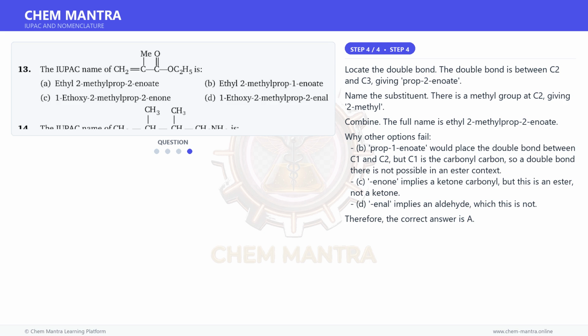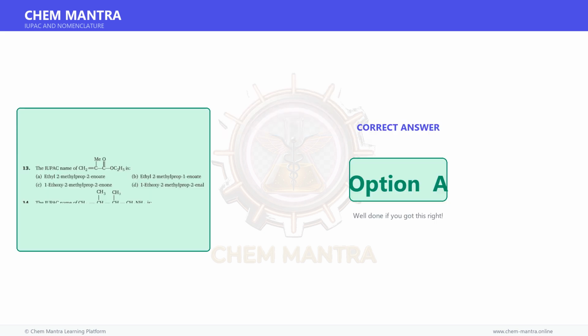C. -one implies a ketone carbonyl, but this is an ester, not a ketone. D. -al implies an aldehyde, which this is not. Therefore, the correct answer is option A.